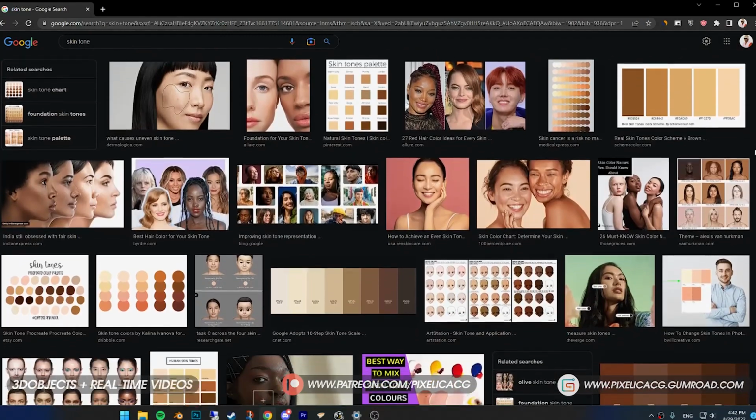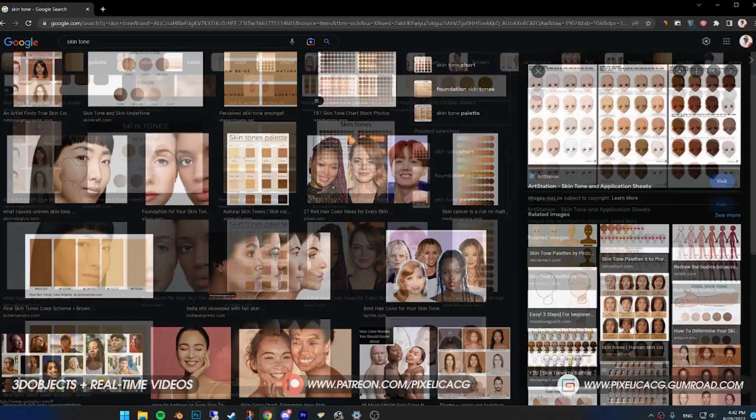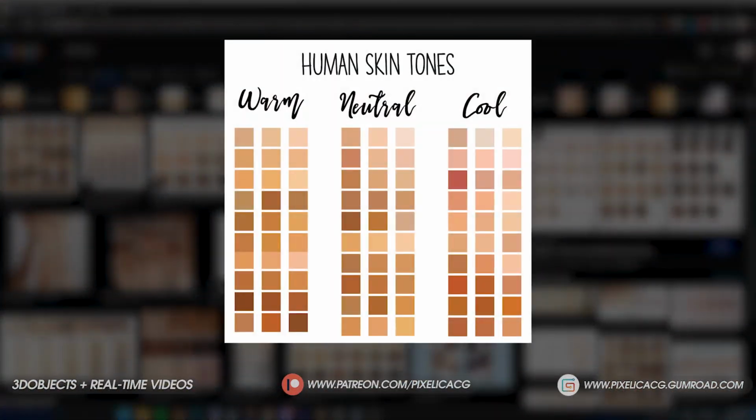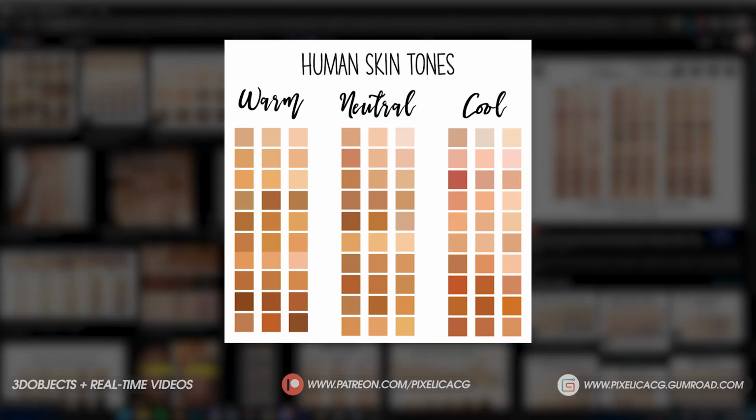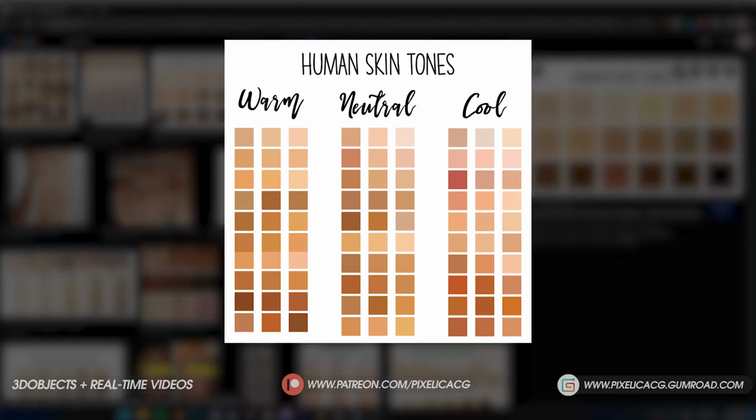Okay, first thing first, search up a skin tone. Find a skin tone that you think suits your characters best. If you want mine, I put the link in the description. This one separated the tones by cool, neutral, and warm. We're gonna use this image as our palette.